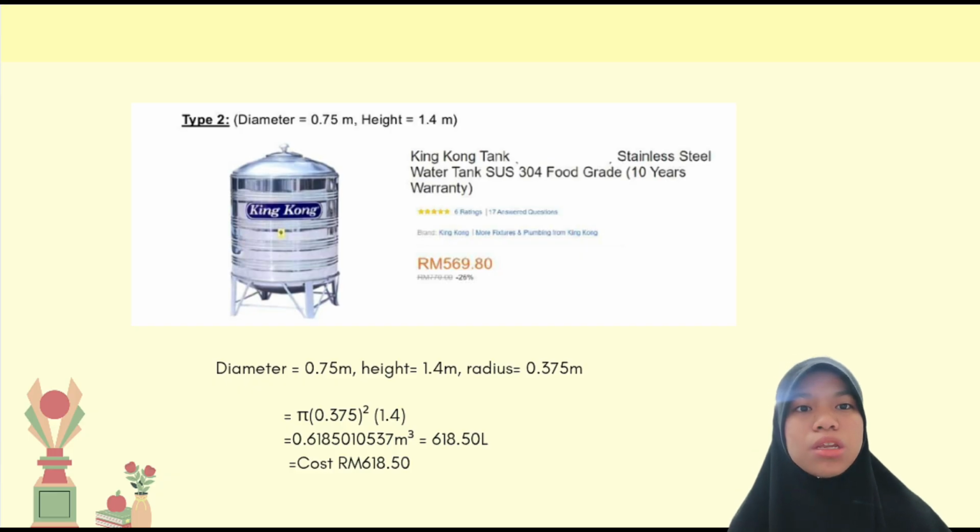For tank 2, the diameter is 0.75 meters and the height is 1.4 meters, giving a radius of 0.375 meters. Using the same formula, pi times 0.375 squared times 1.5 equals 0.61850 cubic meters or 618.5 liters. The cost is RM618.50.